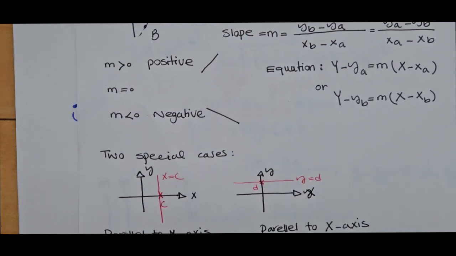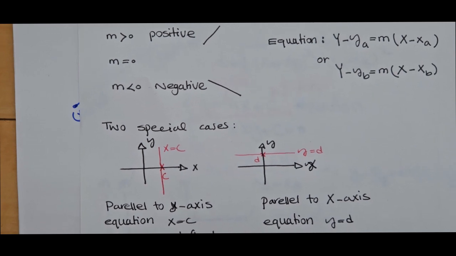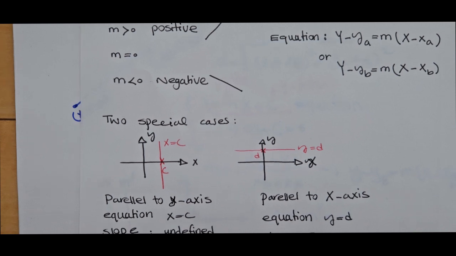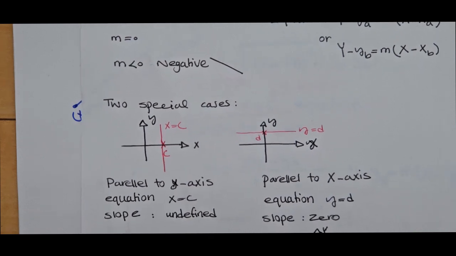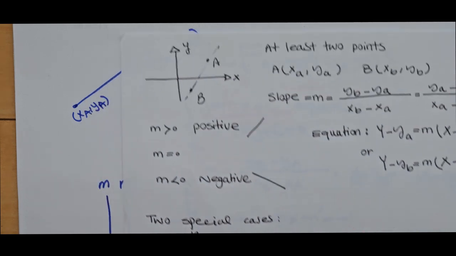Okay, continuing on special cases, we might have a line which is perpendicular to the x-axis. Okay, the equation would be x equals c, because all the points on this line have got the x coordinate as c, and the slope is undefined. Another specific case would be a line perpendicular to the y-axis. The equation is y equals d. The slope is 0.